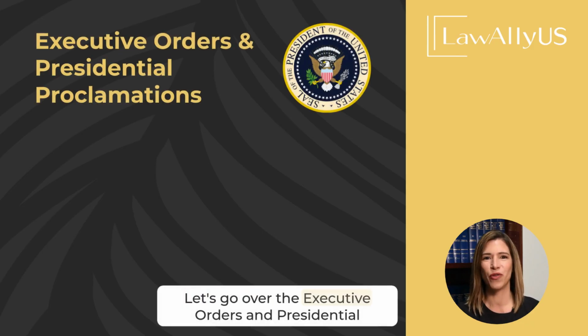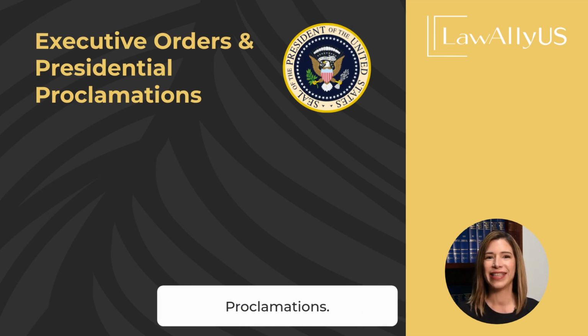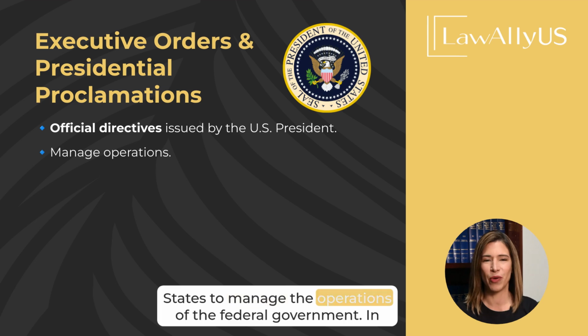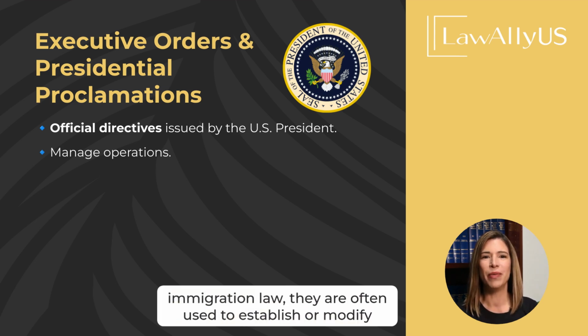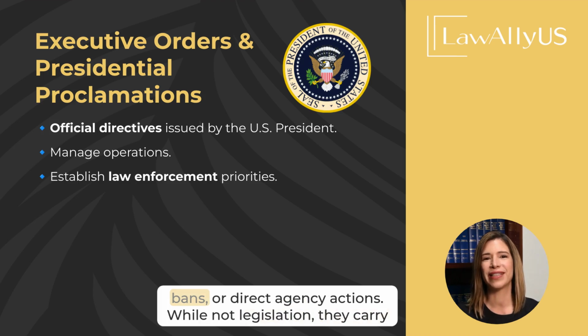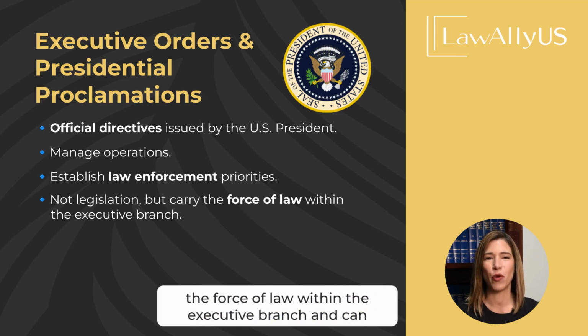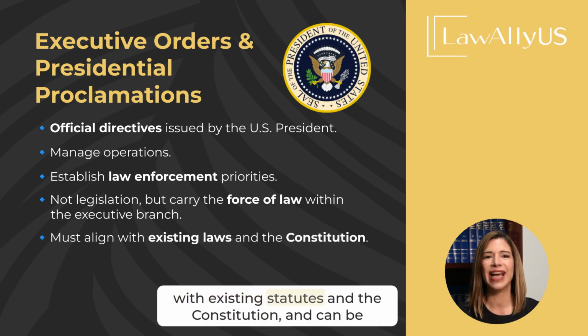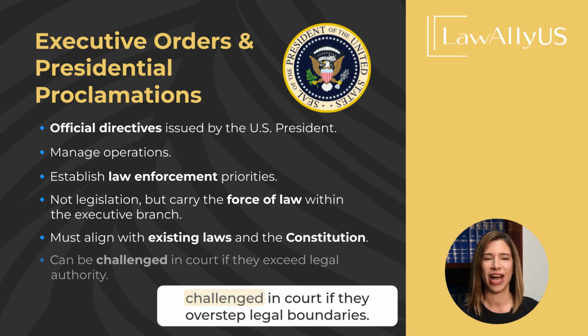Let's go over the executive orders and presidential proclamations. They are official directives issued by the President of the United States to manage the operations of the federal government. In immigration law, they are often used to establish or modify government enforcement priorities, implement temporary bans, or direct agency actions. While not legislation, they carry the force of law within the executive branch and can significantly impact immigration policy. However, they must align with existing statutes and the Constitution and can be challenged in court if they overstep legal boundaries.